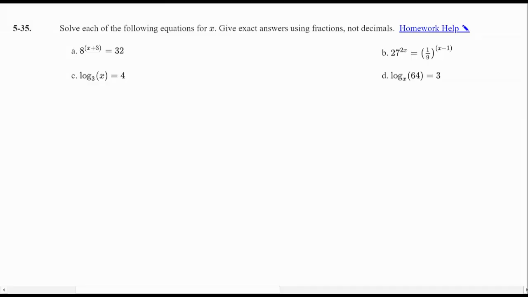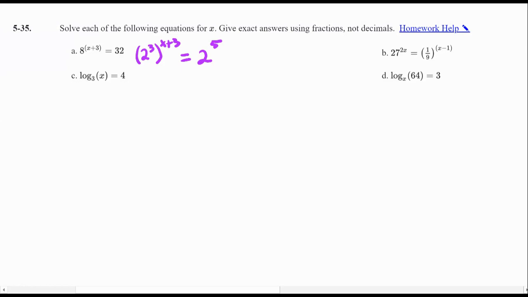Here we're asked to solve each of the following equations for x. So the first one here, A, it looks like I see that the base of the left side is 8 and there's no real exponent, but the base of the right side is 32. Something I know from doing lots of math is that I could technically create these as exponents with a base of 2, because 2 to the power of 3 is 8, and 2 to the power of 5 is 32.